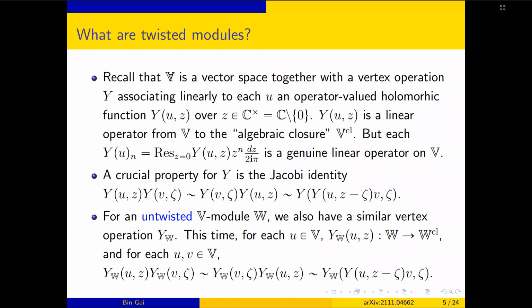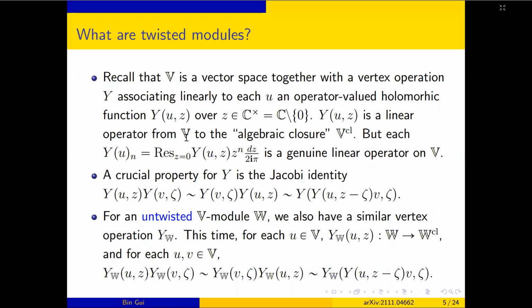So if you have a VOA, V, you have a vertex operator, right? The vertex operator itself acts on V. For each vector small u inside this vector space V, you get this field operator, and this field operator is acting on V itself. If you care about the rigorous things, then actually it is not a linear operator on V. It is a linear map from V to a so-called algebraic closure. But for the purpose of our talk, we can ignore this subtlety. You can just think about this field operator as acting on V.